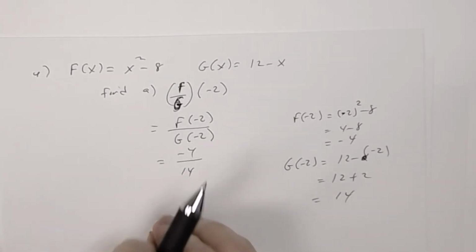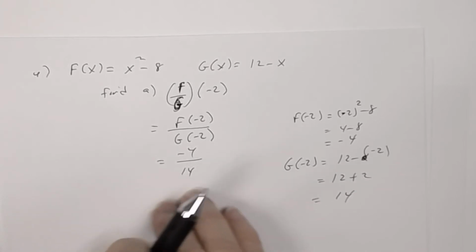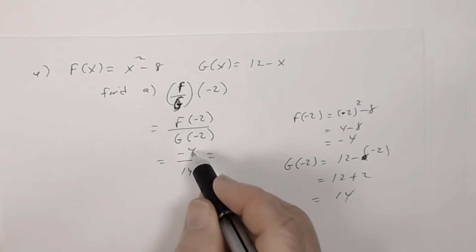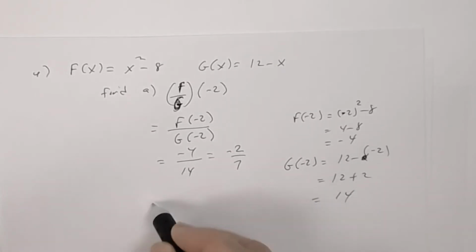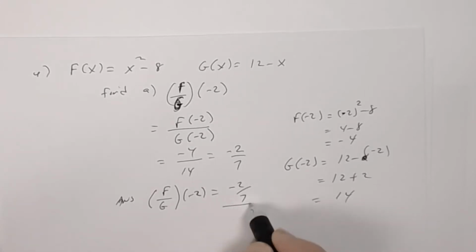But sometimes you may be asked to reduce this. So write this in simplest form. So you're going to want to say, remember that they're both even, so they're both divisible by 2, so it'll be a negative 2 sevenths. So the answer, then you'll say f divided by g at negative 2 is equal to a negative 2 sevenths.